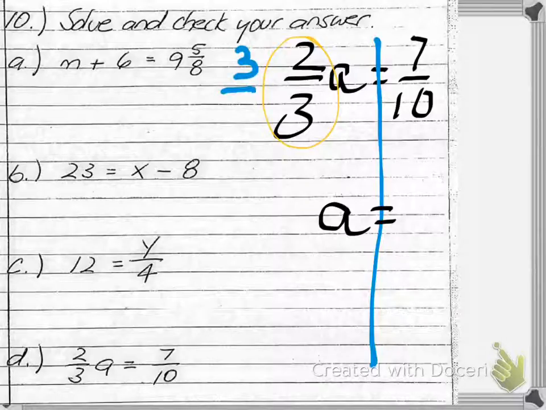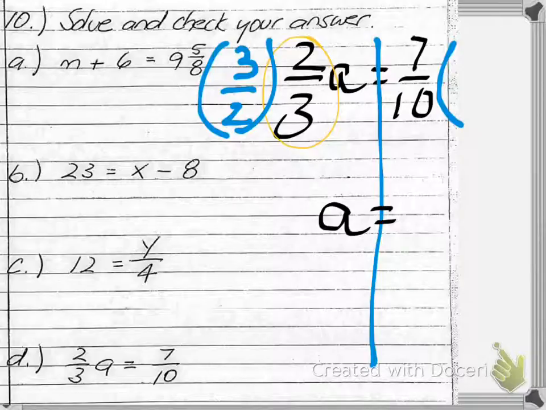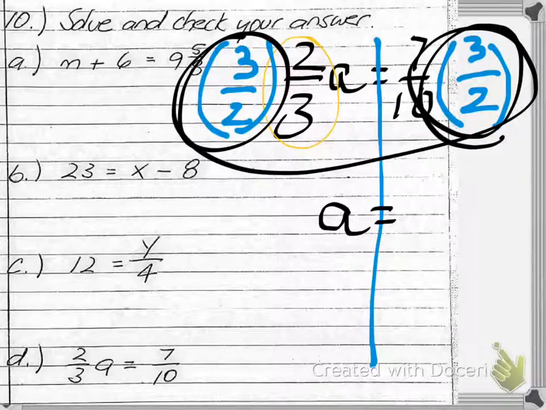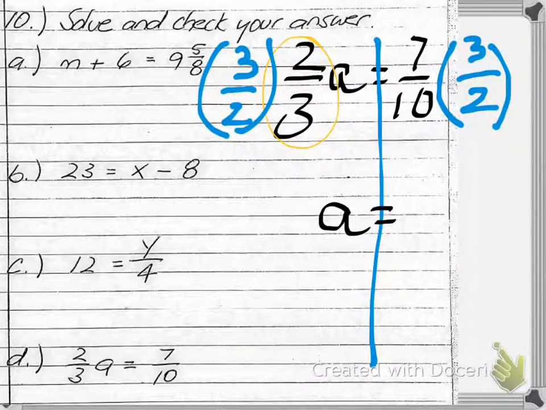So the reciprocal of that is 3/2. And if I'm going to multiply this side times 3/2, I have to write the same reciprocal. I don't use the reciprocal of 7/10. I write the exact same thing on both sides, 3 over 2. It has to be the exact same thing on both sides.